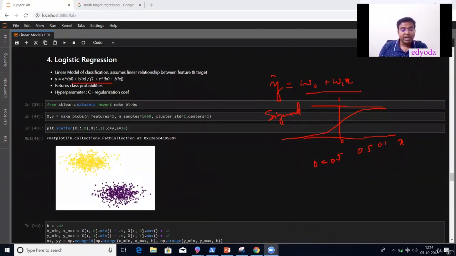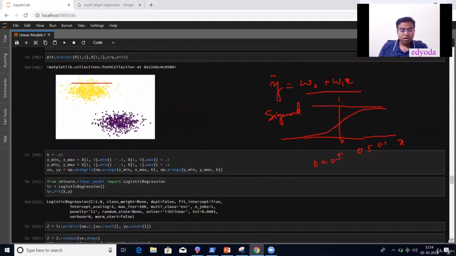So we again have make_blobs. This is the scikit-learn library for generating the data. Using make_blobs, we are generating data, which is like 2 blobs of data. The standard deviation of the cluster is 2. These are the 2 centers. This is the data that you have generated.